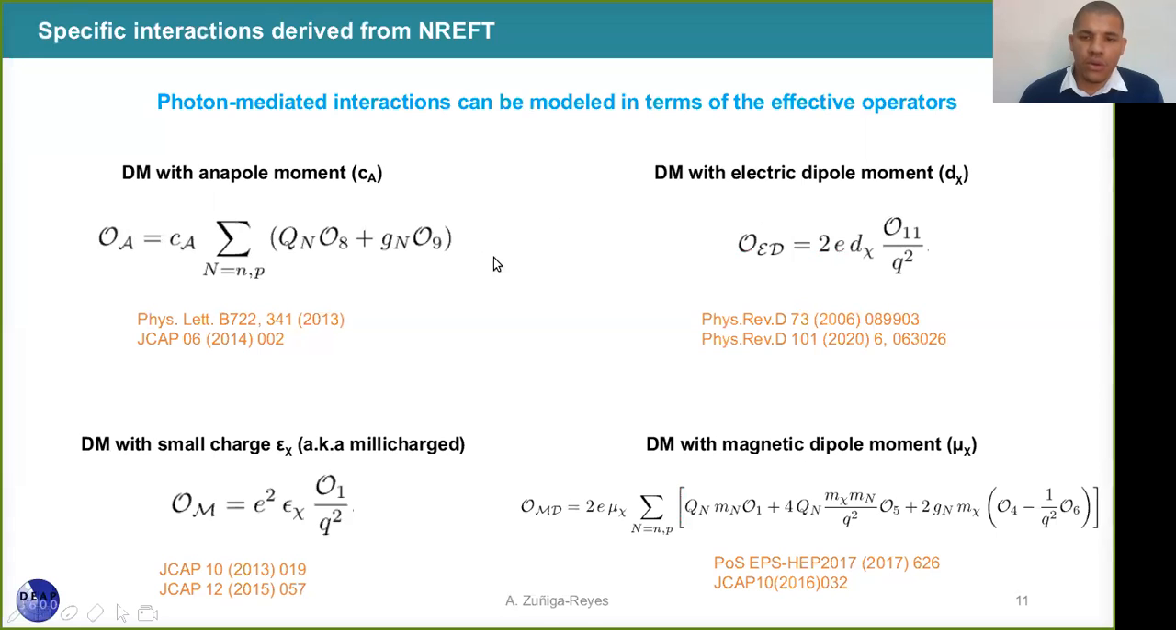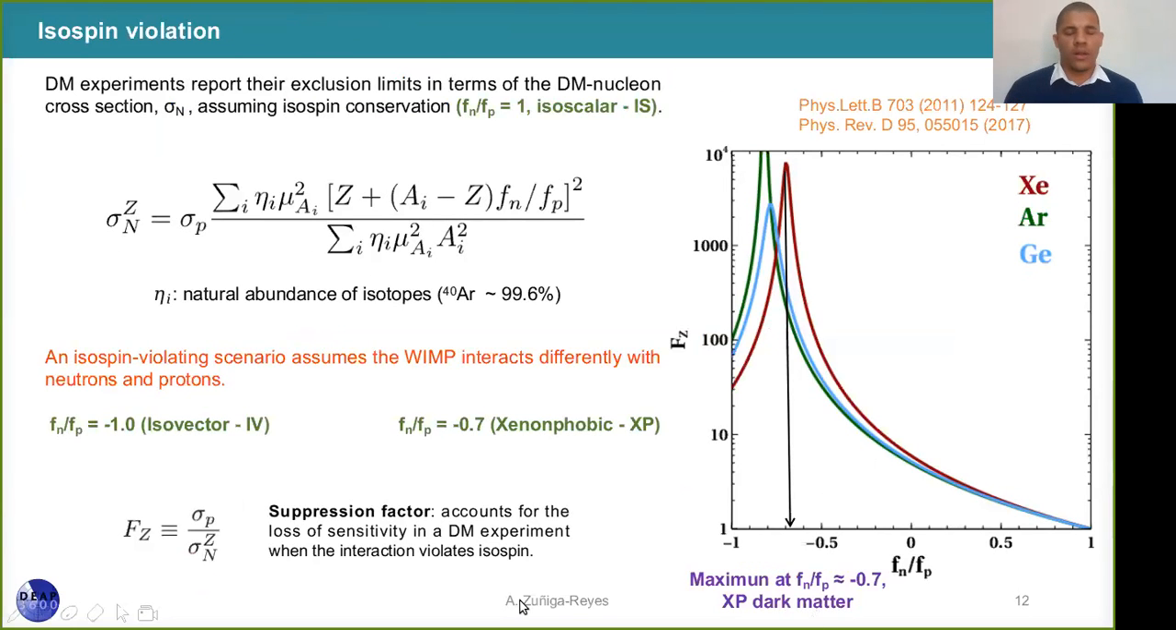Let me say that, depending on the interaction, for instance in the case of the anapole, we don't use the term related to the operator 9. So we just consider those operators that are available for argon.